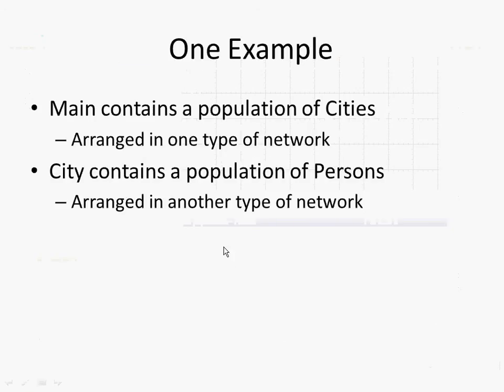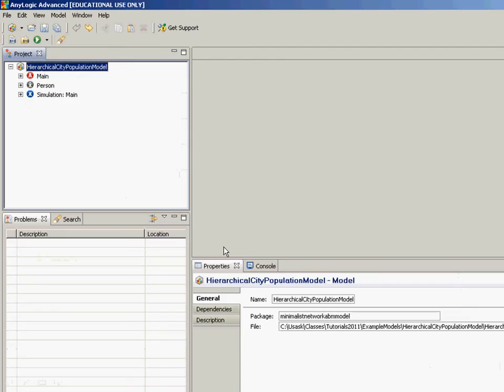We're going to instead make a population of cities, and each city is going to contain persons. The population of cities is going to be in a distance-based network. The population of persons within a city is going to be scale-free. So we should see something like this.